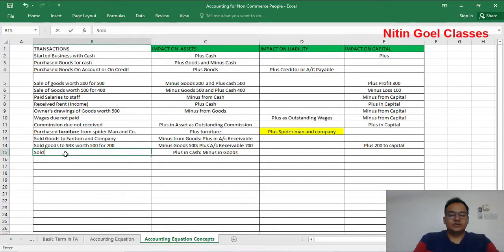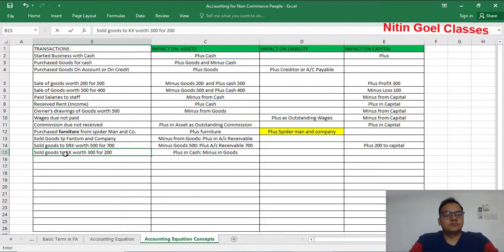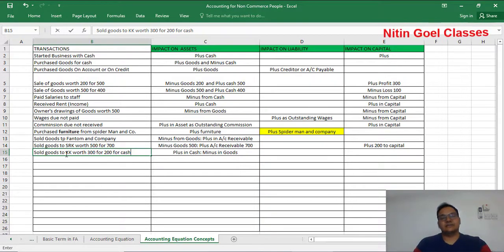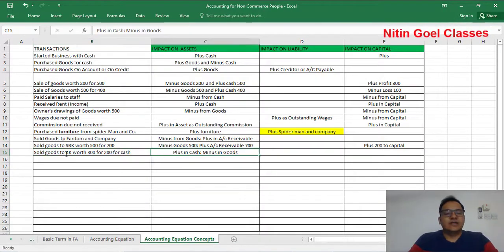Again, sold goods to KK worth, no, I am adding more transactions. Sold goods to KK worth 300 for 200 for cash. A cash transaction or credit transaction? The answer is cash transaction. So the party's name, we are not interested in the party's name. So what will happen?